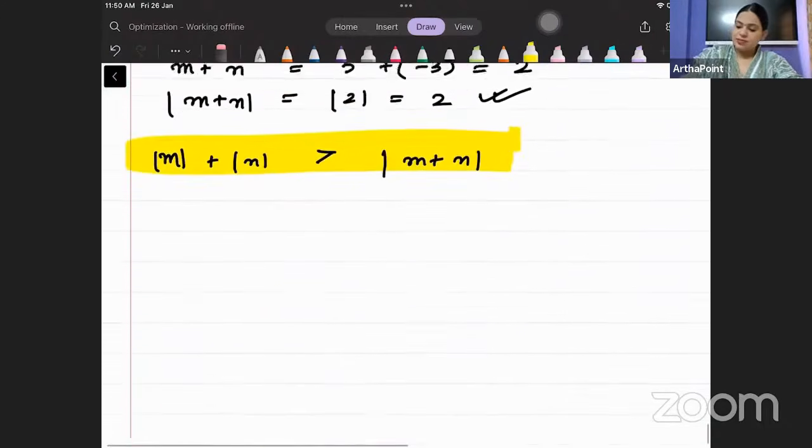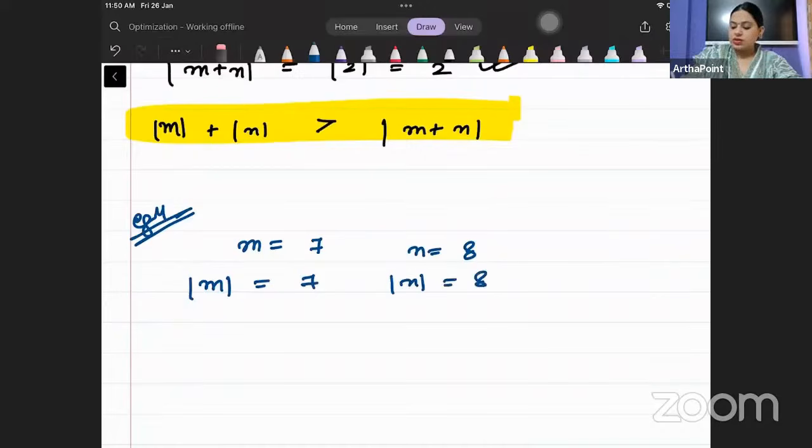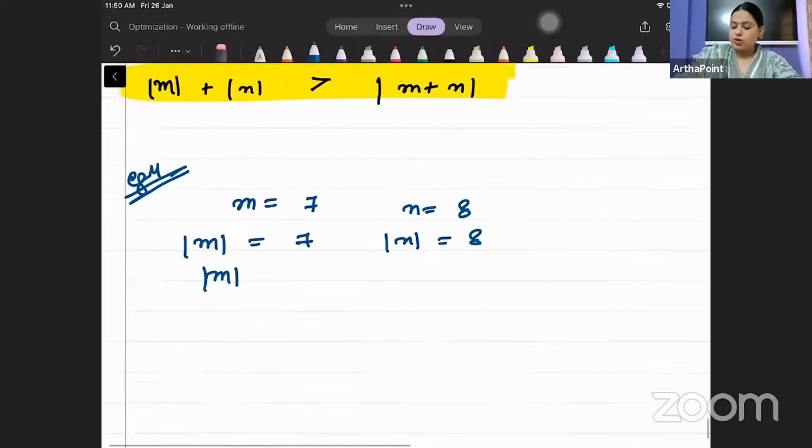अच्छा, take example 4 of your book. Beta, it says m is 7, n is 8. So, बच्चे, what will be m mod 7, n mod 8? तो m mod into n mod कितना हो जाएगा?